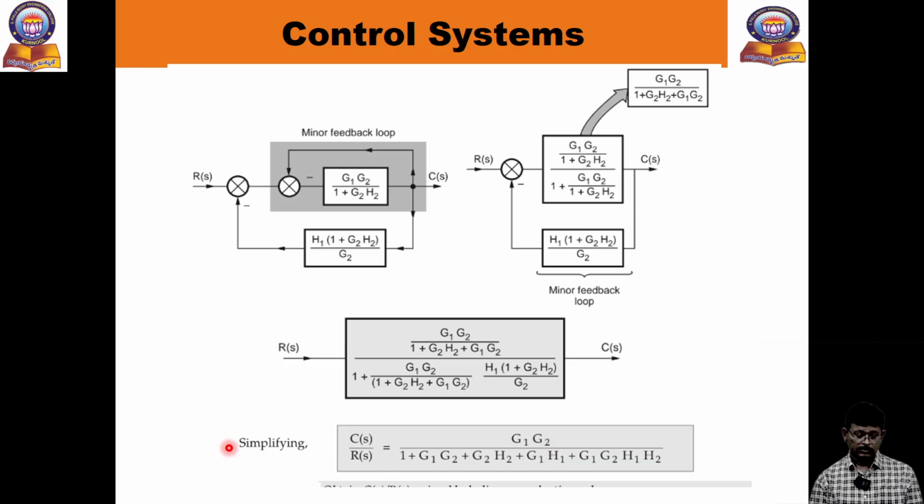So this is another example. Next class you will see, if possible I will give more problems, otherwise we will go to the signal flow graph. Okay, thank you.